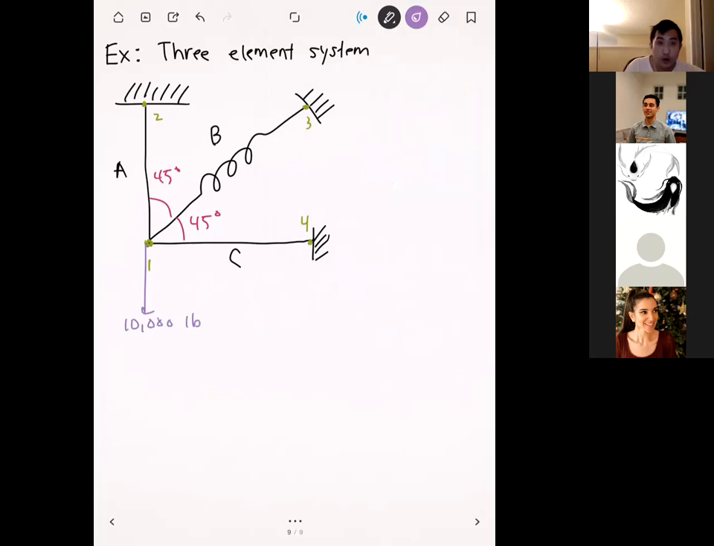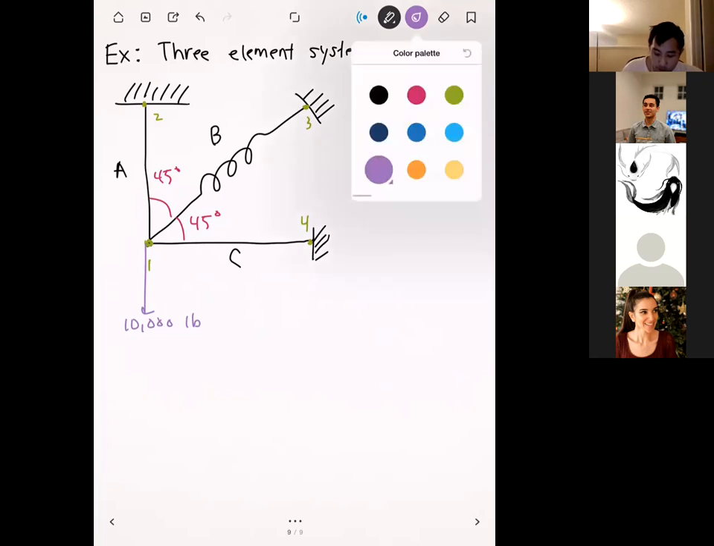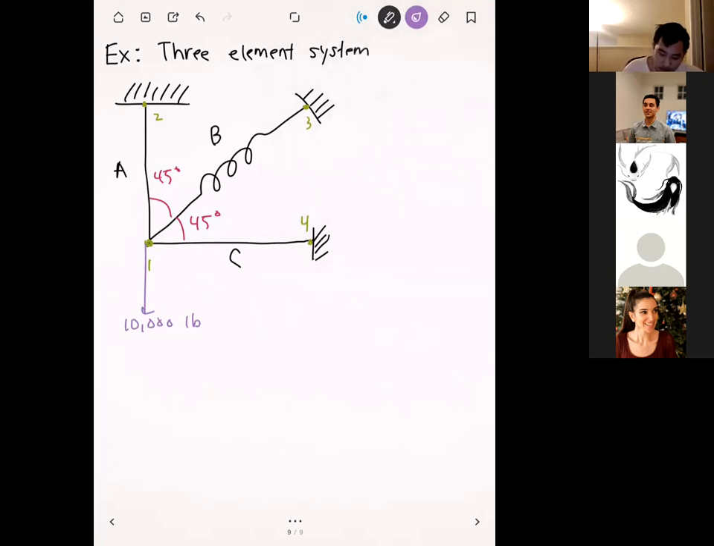And so we're going to have a vertical load of 10,000 pounds. Okay. And so let's write out the material properties.